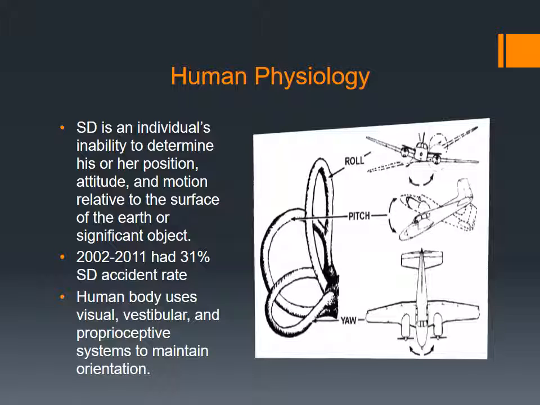The human body uses visual, vestibular, and proprioceptive systems to maintain orientation. The visual system is by far the most important, accounting for 80 to 90% of a person's orientation. When a pilot finds himself in a degraded visual environment and the visual system is reduced, the pilot reacts to inaccurate inputs from the proprioceptive and vestibular systems.